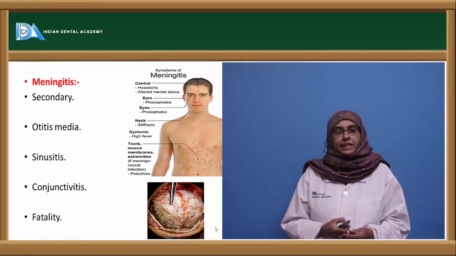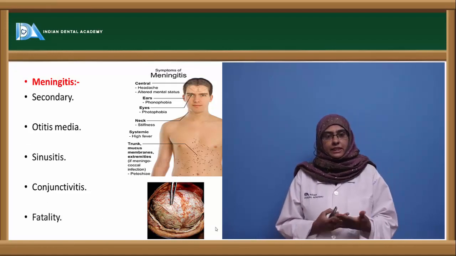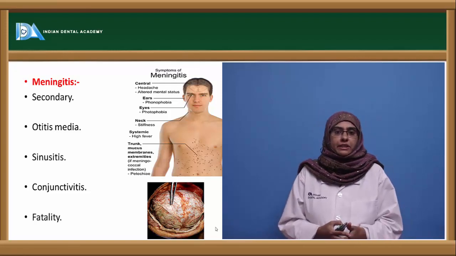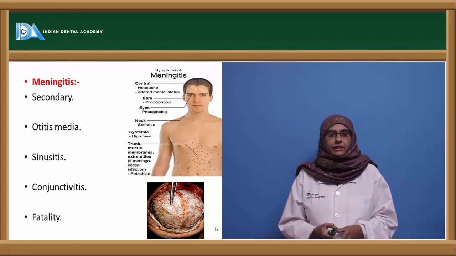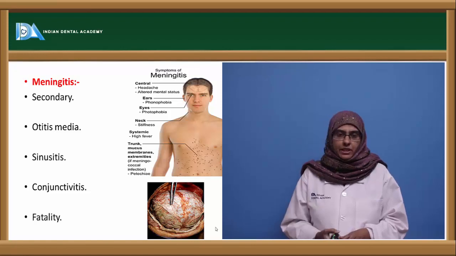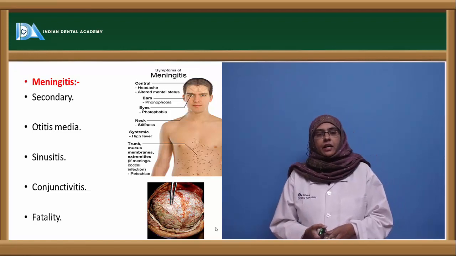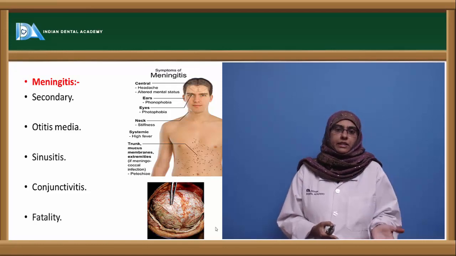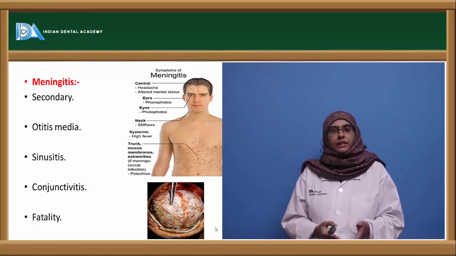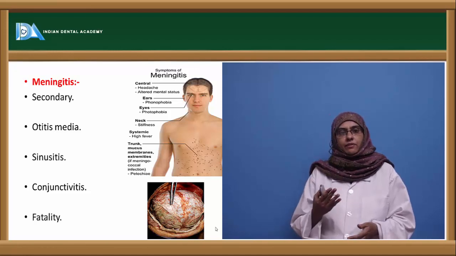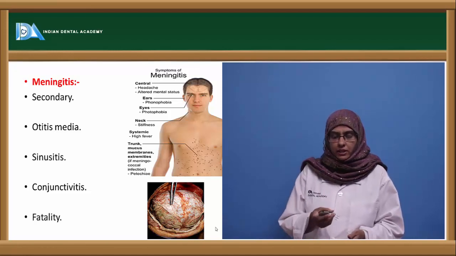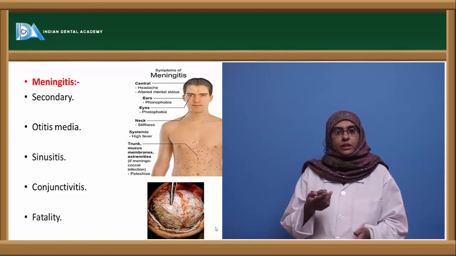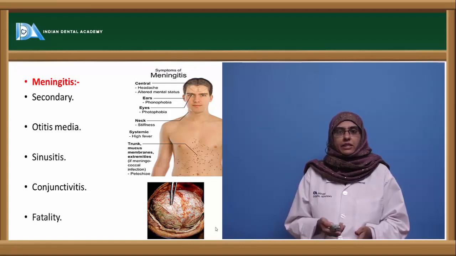Now coming to meningitis, which is the most serious case that is associated with pneumococcus. If not treated in the primary stage, it can lead to meningitis, that is the inflammation of the meninges. So it is again a secondary response of this organism once the pneumonia has been established, and it can cause otitis, sinusitis, conjunctivitis, and lead to fatality of the person. Nearly 20 to 30% usually die because of this meningitis.